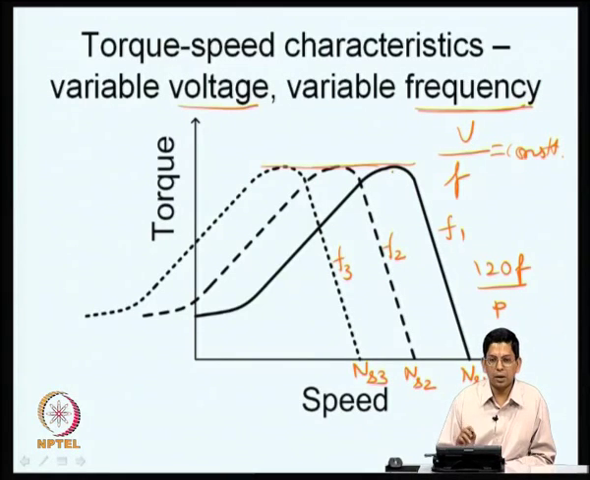Now, what we are trying to do is we are varying both V and f, and that ensures that the peak torque is fairly constant, and the effect is basically that the characteristic itself is getting shifted. What you see is that the torque speed characteristic is kind of getting shifted everywhere.